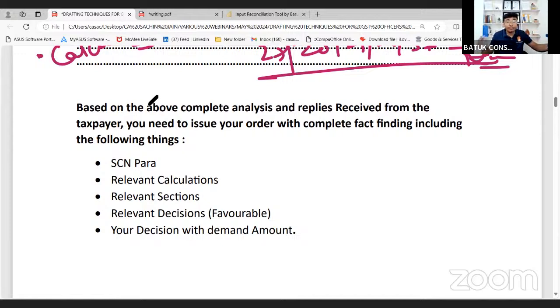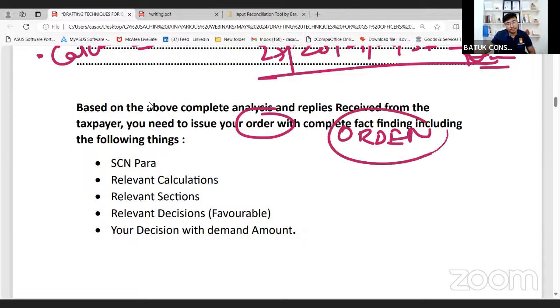Now, based on your complete analysis, based on your show cause notice, based on the reply received from the taxpayer, you just need to ready your order. When you issue your order, you need to take care that your SCN para, the show cause notice you gave to the taxpayer, should be part of your order. कई बार क्या होता है, हम लोग उस SCN को एक्सक्लूड कर देते हैं फ्रॉम ऑर्डर. So this is a wrong technique.